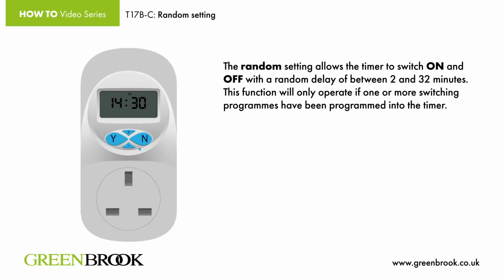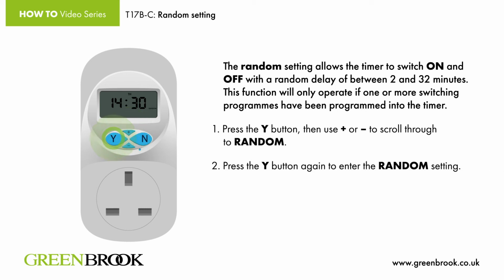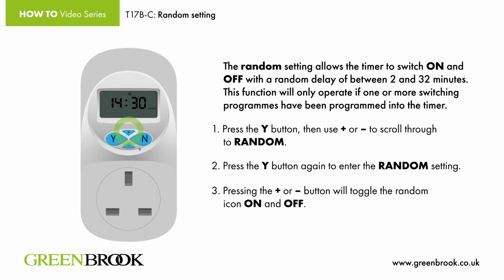Random setting. The random setting allows the timer to switch on and off with a random delay of between 2 and 32 minutes. This function will only operate if one or more switching programs have been programmed into the timer. 1. Press the Y button, then use plus or minus to scroll through to random. 2. Press the Y button again to enter the random setting. 3. Pressing the plus or minus button will toggle the random icon on and off.